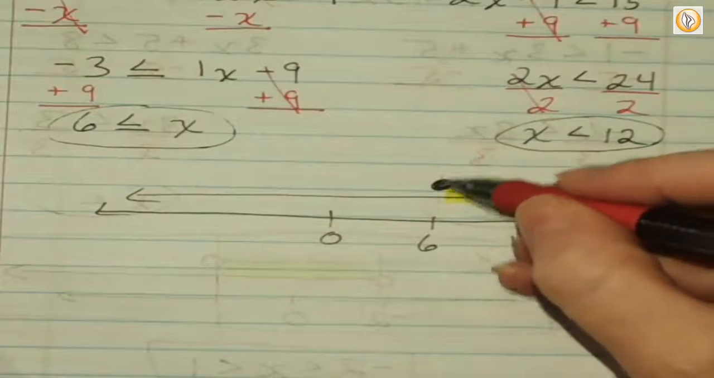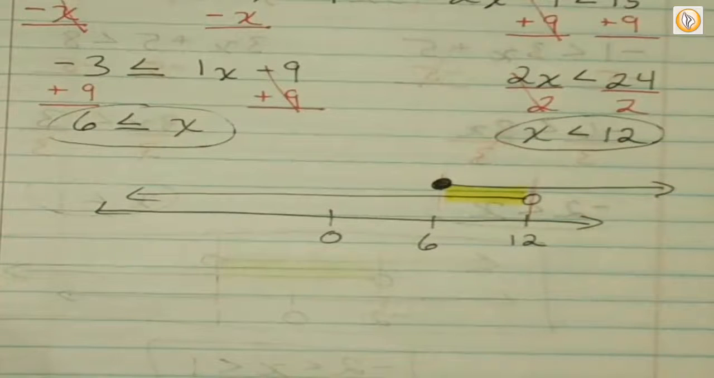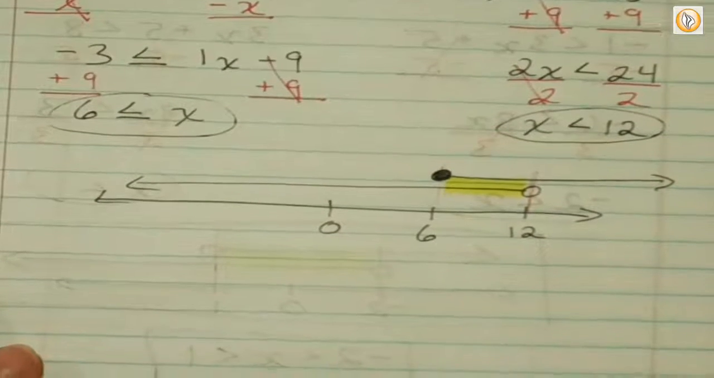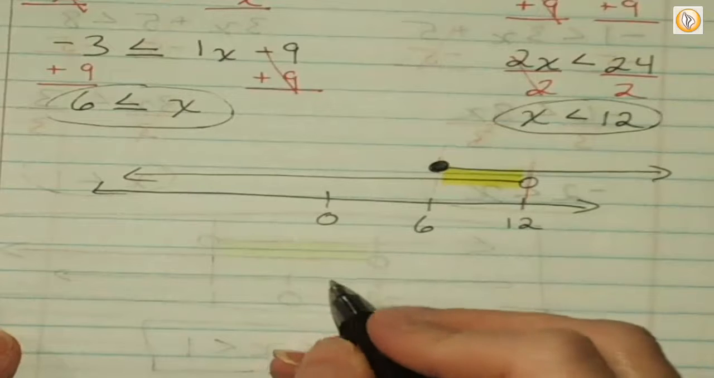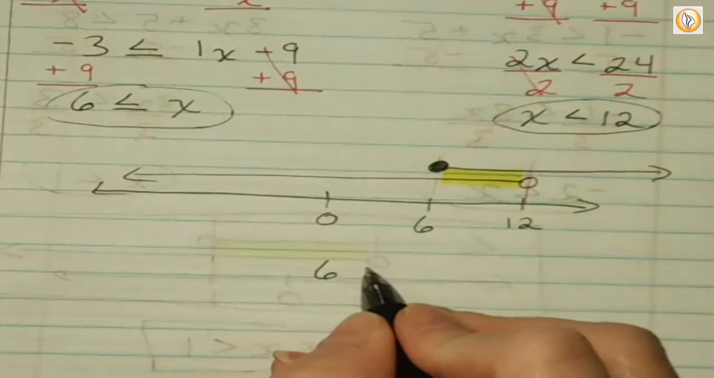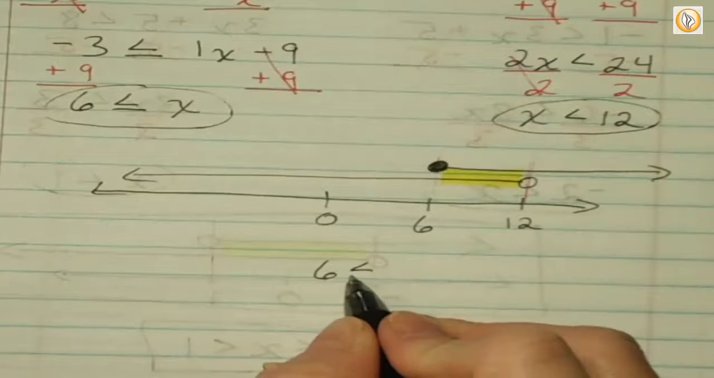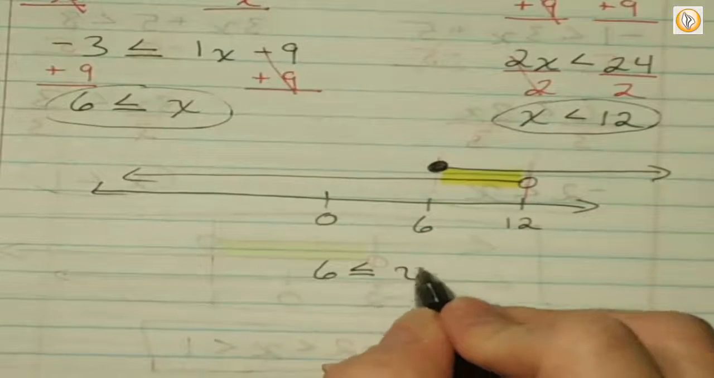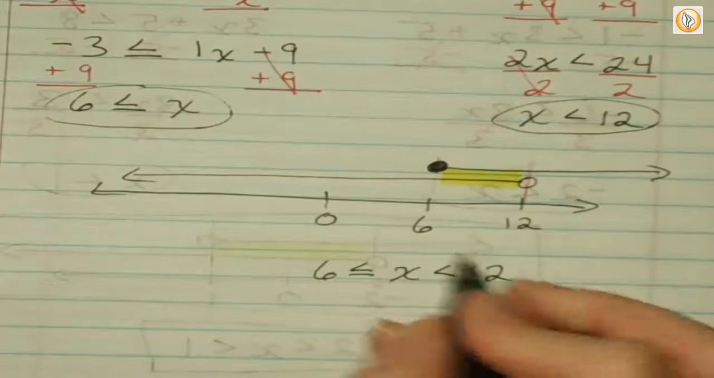So the area is going to be between here and here. So Aiden, how would you write this? 6 is less than or equal to x, and x is less than 12. Perfect.